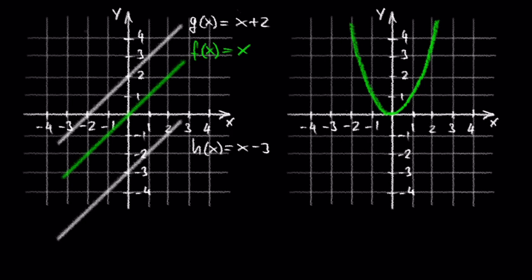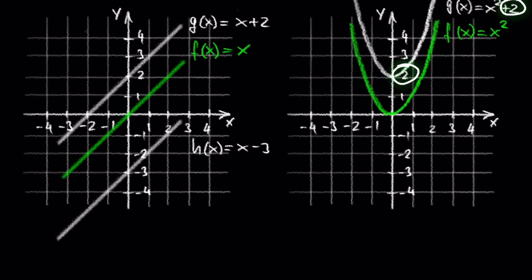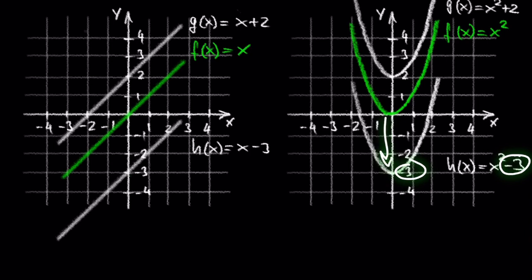Let's look at the quadratic function f of x equals x squared. Again, if we want to shift the graph, for example, 2 units up, we just have to add a 2 to the function notation. And if we want to shift the graph, for example, 3 units down, we subtract the 3 from the function notation. As we see, while shifting the graph up and down, the graph didn't move to the right or to the left as in our previous example.